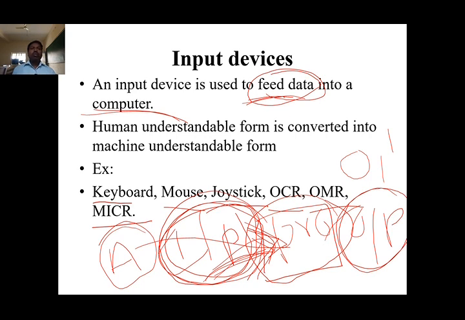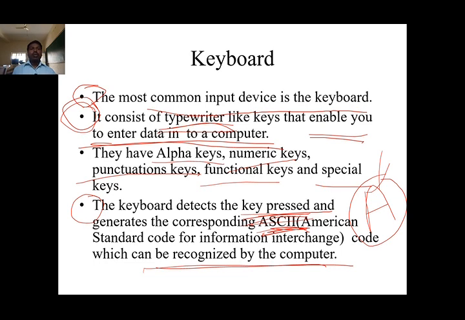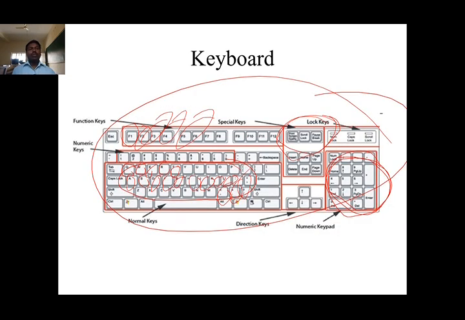Then input device. What is an input device? An input device is used to feed data into a computer. After entering the data into the computer, the human understandable form is converted into machine understandable form. There are a number of input devices available, for example keyboard, mouse, joystick, OCR, OMR, MICR. Next, keyboard. A keyboard is the most common input device. It consists of typewriter-like keys that enable you to enter data into a computer. The keyboard detects the key pressed and generates the corresponding ASCII code which can be recognized by the computer.